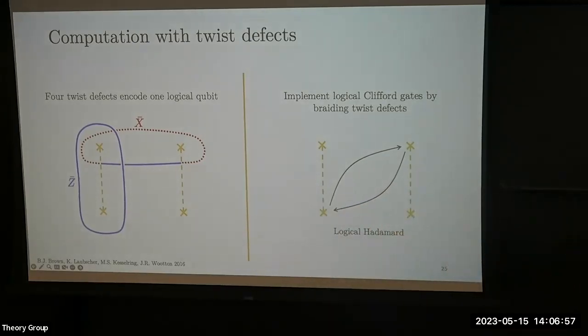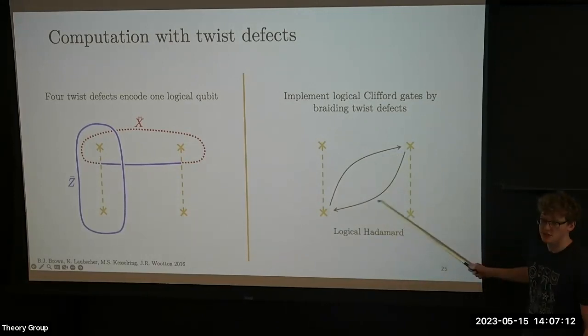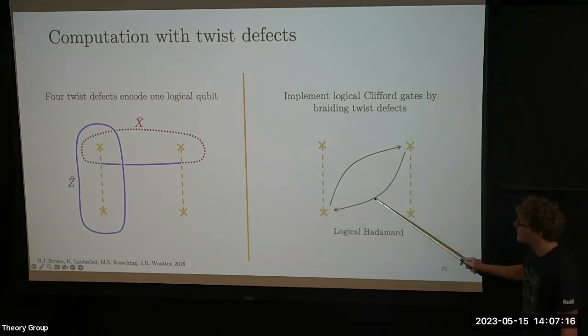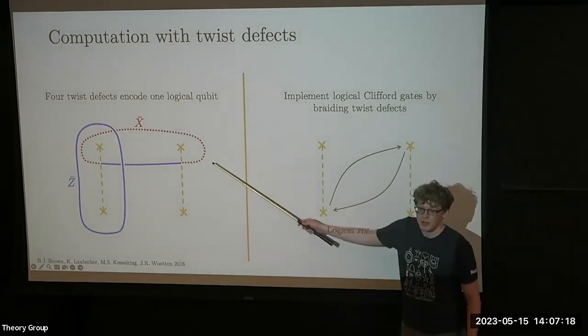The advantage here is we didn't need the overall topology of the system. We can insert twist defects in a planar geometry. And we can furthermore do a certain subset of operations on our logical qubit just by braiding these twist defects. This, for example, does a Hadamard at the level of the logical qubit.